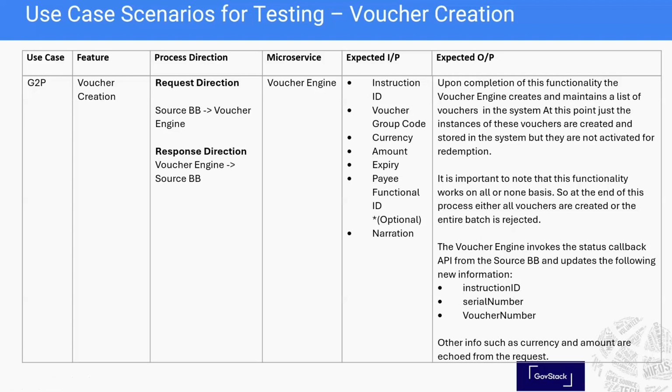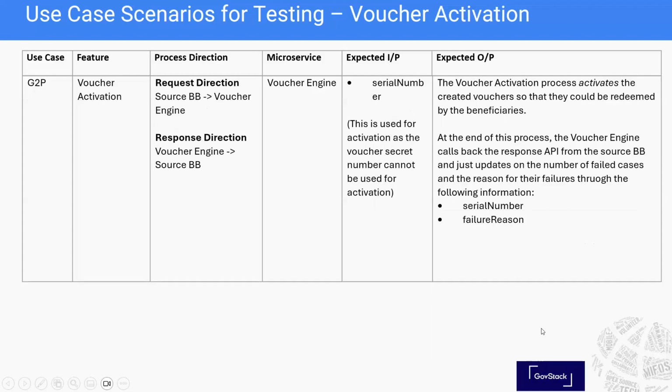And other information such as the currency and the amount, this is echoed from the incoming request. So obviously what we've written over here are the main parameters that are returned in the callback API, but there are other parameters as well. When we talk about voucher activation, this is the next logical step after creation. What is important over here is that it expects the serial number.